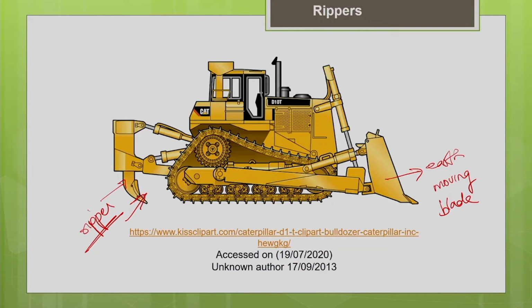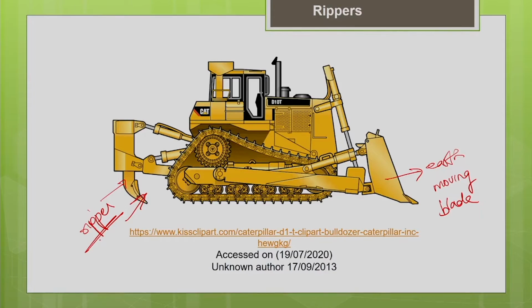Similarly, even before using a scraper, which is also another earth moving machine, I can use a bulldozer with a ripper attachment. Loosen the earth first, then use the scraper for loading. Thereby you can enhance the productivity of the scraper. So this ripper is basically to loosen the material.